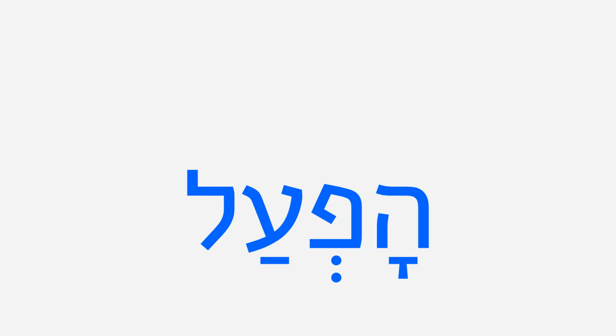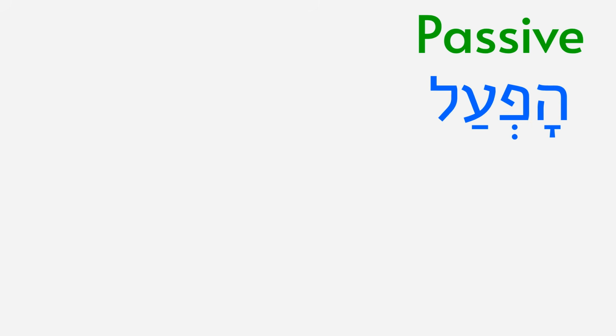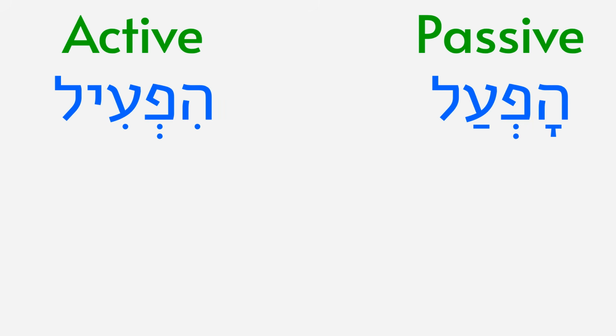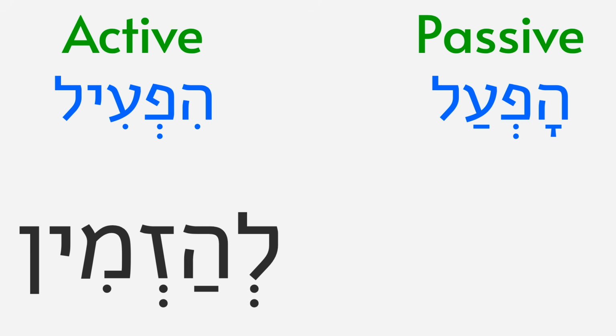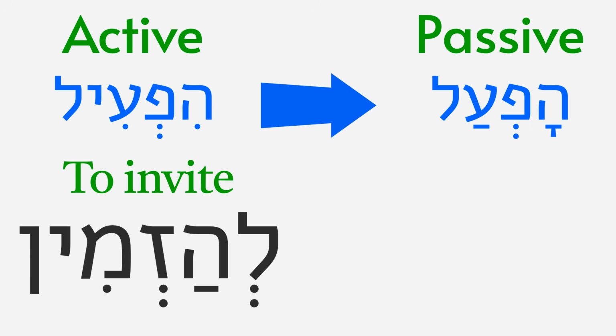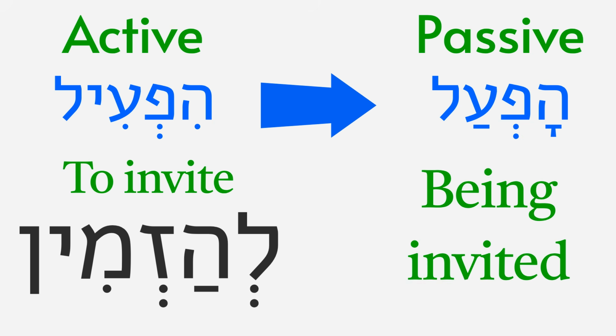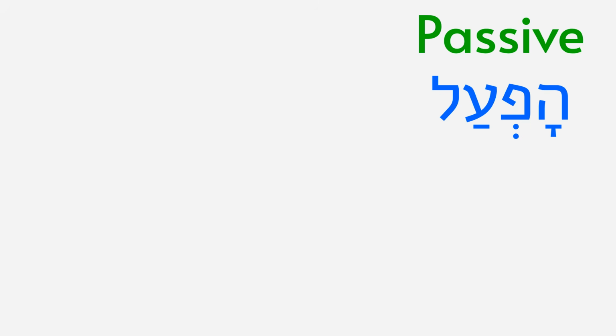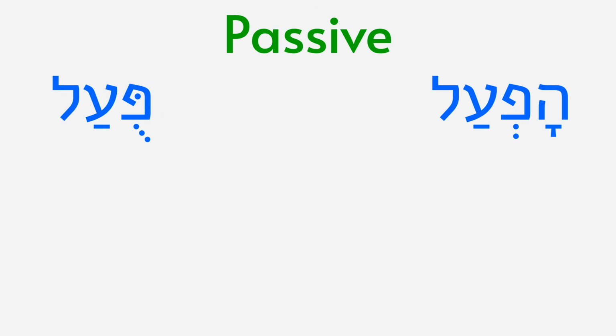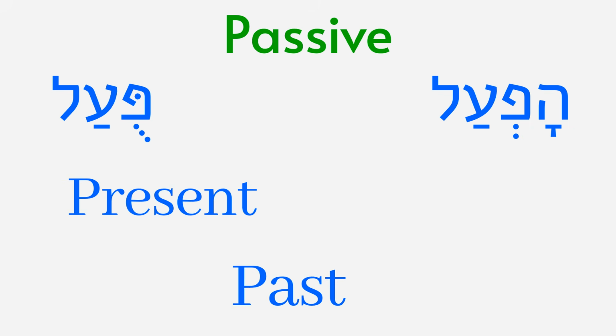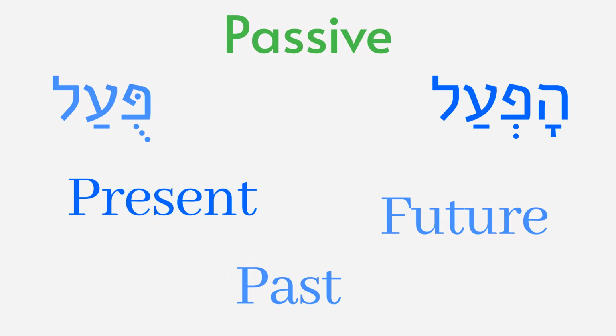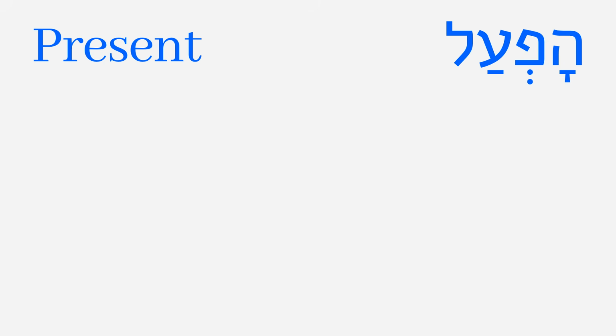Over these past few lessons, we've also learned a new binyan, which is called the Hufal, which is the passive counterpart to the Hifil. That means if a Hifil verb like lahazmin, to invite, is used in the Hufal, that verb will have the passive meaning, being invited. Like the other passive binyan we've learned, the pual, the Hufal is only used in three tenses, the present, past, and future.